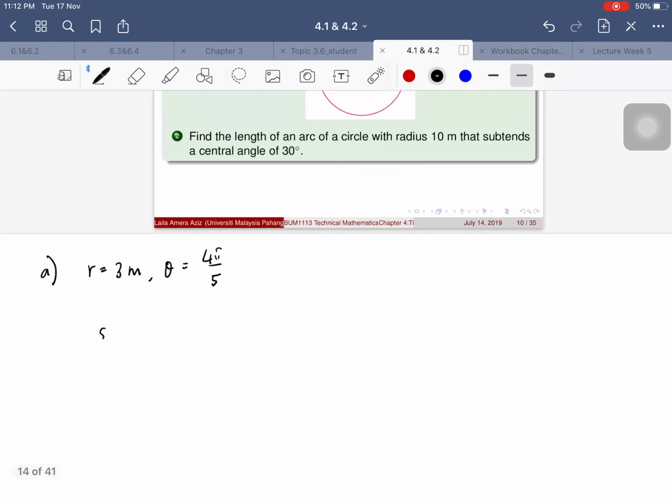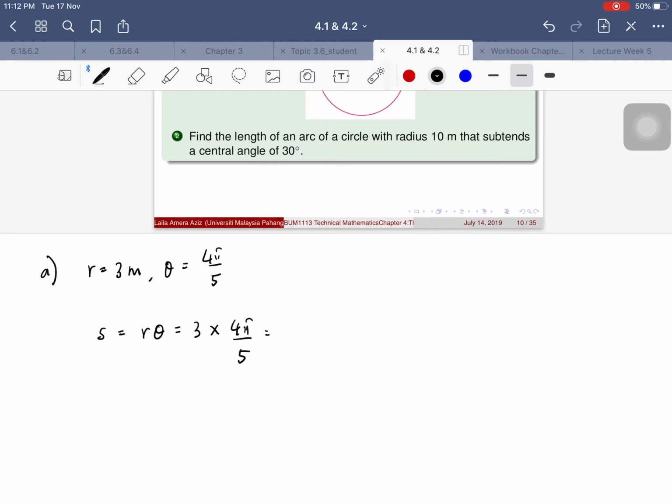Therefore, I'm going to calculate S, which equals R theta, and that is given by 3 multiplied by 4 pi over 5. I know that you are tempted to press your calculator and give the answer in decimal form, for example 12.5, or 2 point something. No, please don't bother doing that. I don't want the answer in decimal places.